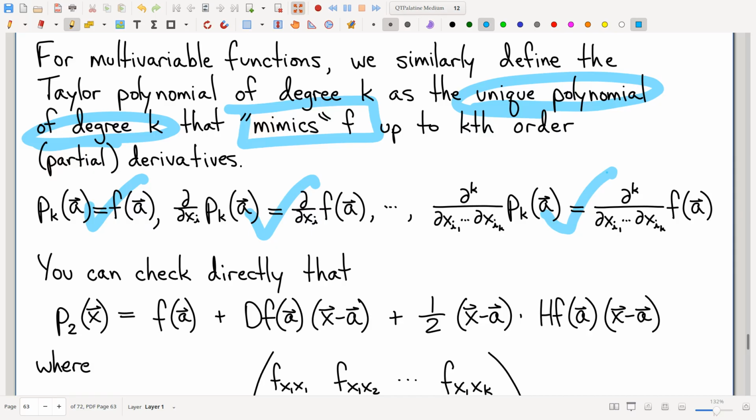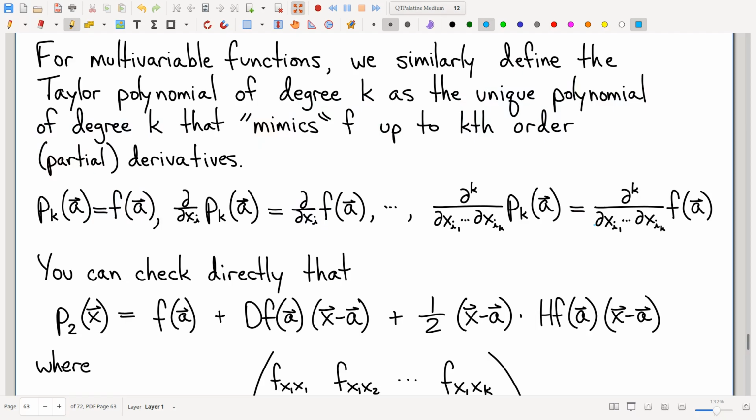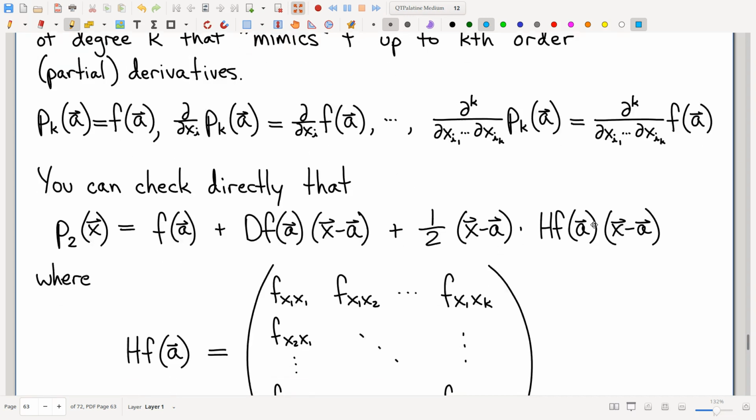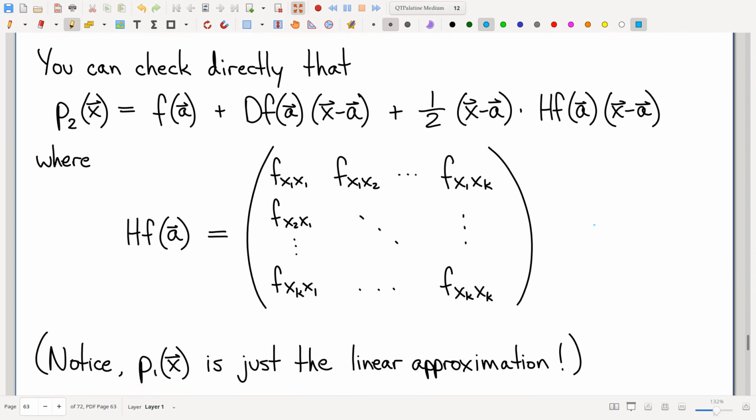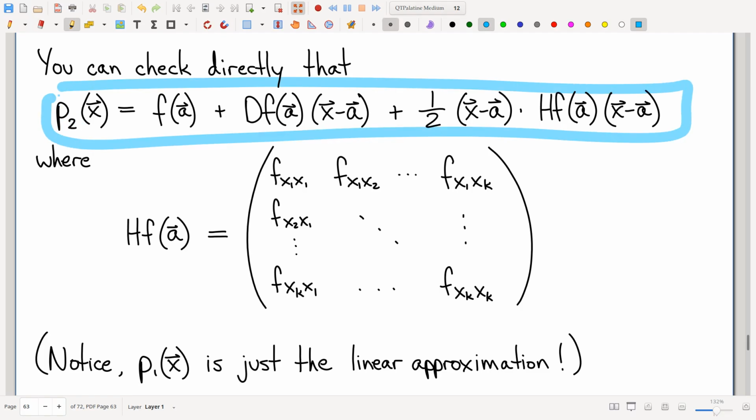So that's a lot of conditions to check. And in fact, it's kind of a lot just to write down what the formula is. It's in the book. It's notation heavy. So all we're going to have use for in this class is the degree 2 Taylor polynomial. And this is actually not that bad to write down. Here it is. Degree 2 Taylor polynomial.